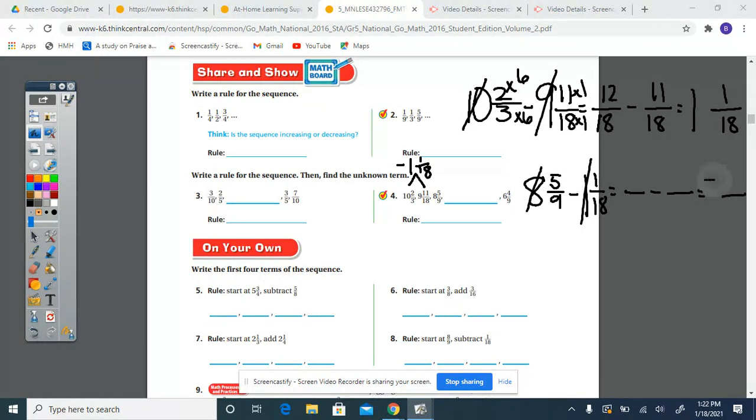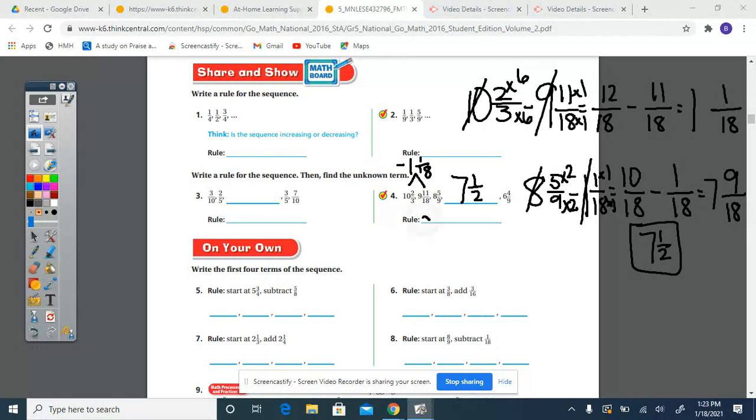8 minus 1 is 7. Common denominator is 18. You're multiplying 9 times 2 to get 18, and 18 times 1 to get 18. So 5 times 2 is 10, and 1 times 1 is 1. 10 minus 1 is 9. That's the same thing as 1/2, because you would divide the top and the bottom by 9. 9 is half of 18. So in your answer, you have to write 7 1/2 in the blank.